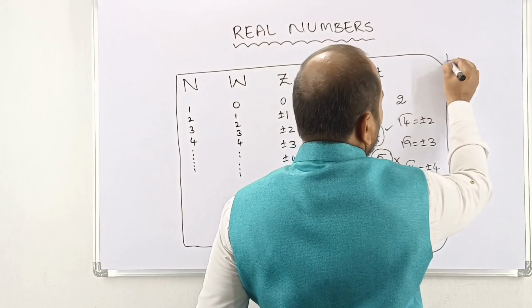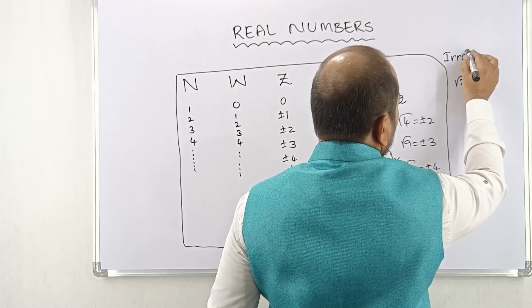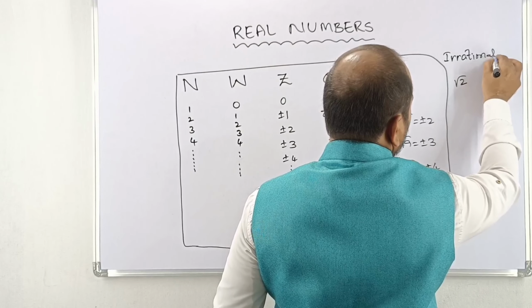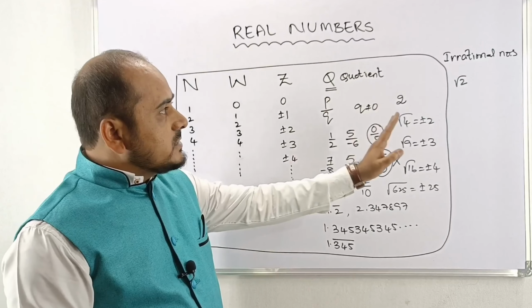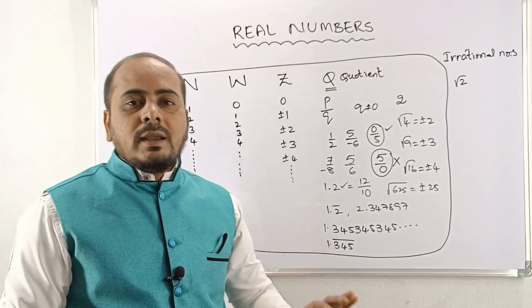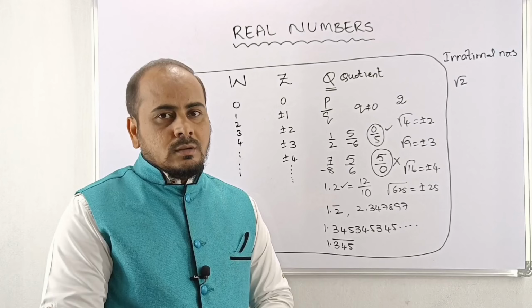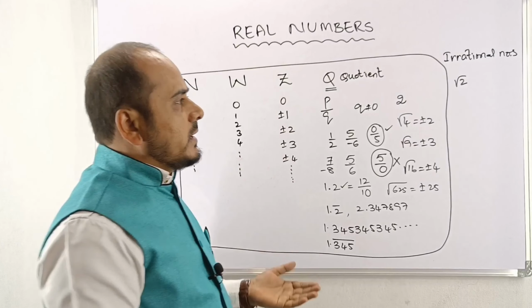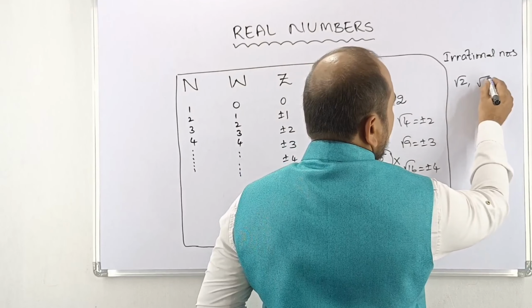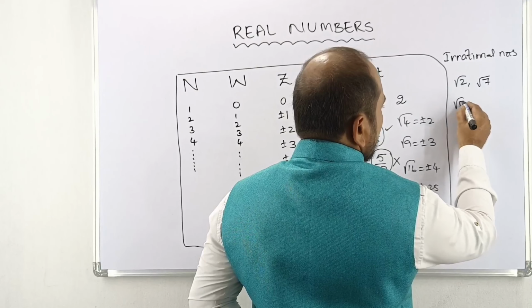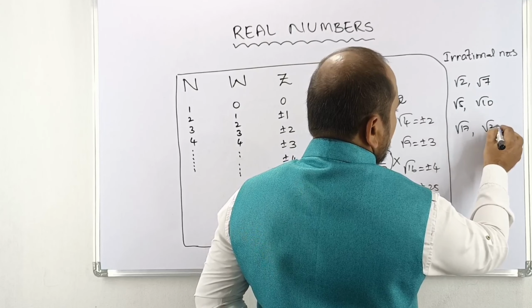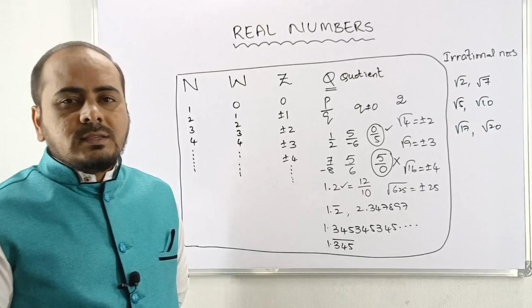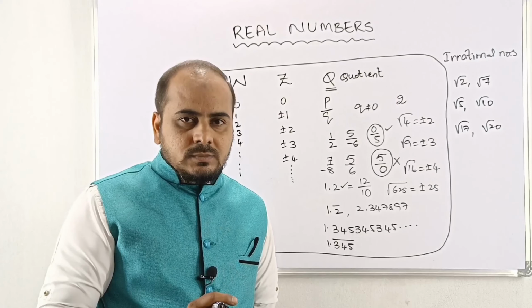What do we call them, my dear? Irrational numbers. So, these irrational numbers are not real numbers. Now, let us see what the irrational numbers are. Some more examples can be taken like root 7, root 5, root 10, root 17, root 20. All these are irrational numbers.